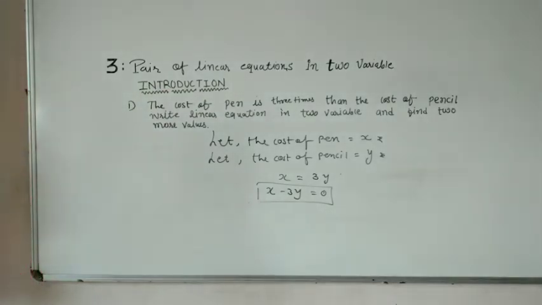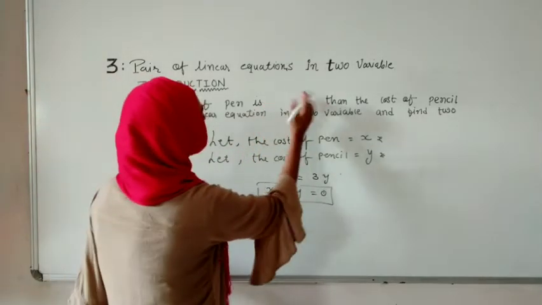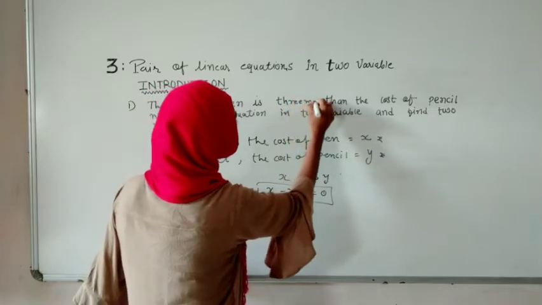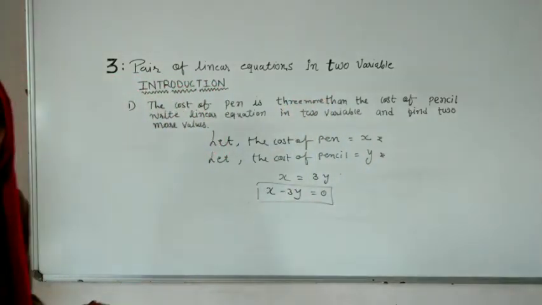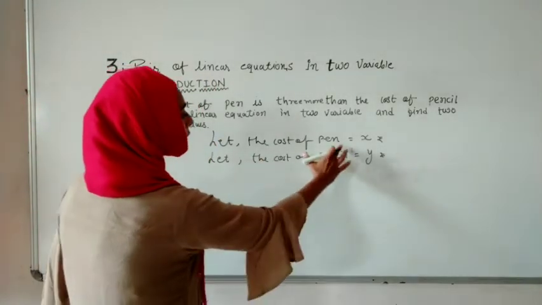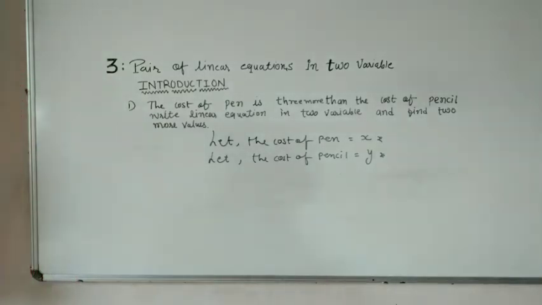So this kind of question we already did in 9th standard, that the cost of a pen is 3 more. Suppose they have given the question as 3 more. So then at that time what were we doing? We were guessing it in the form of let the cost of pen is x and the cost of pencil is y. But 3 more is given to us.